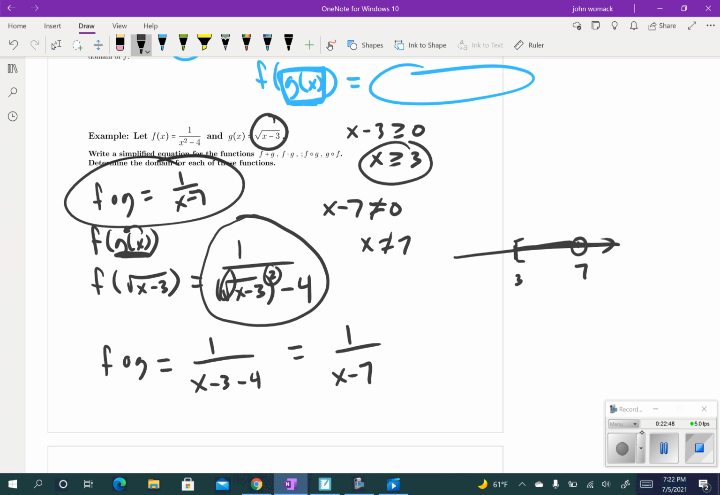So that's a little bit tricky, but you always start with, what is my inside function? The inside function was g of x, what's the domain of it? And then you look at your final answer, what's the domain of that? And then it has to be true for both of them. So you have to combine those two together.